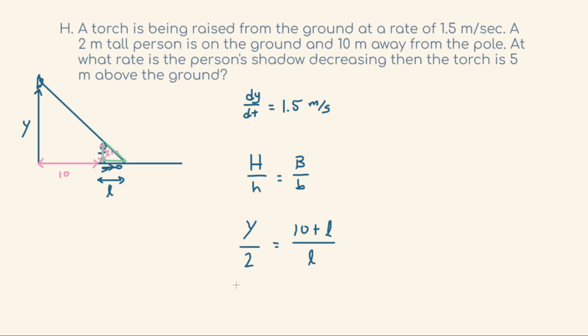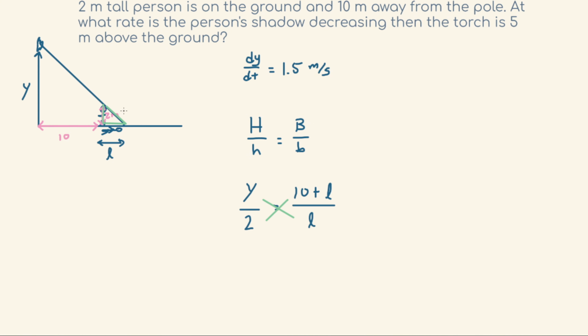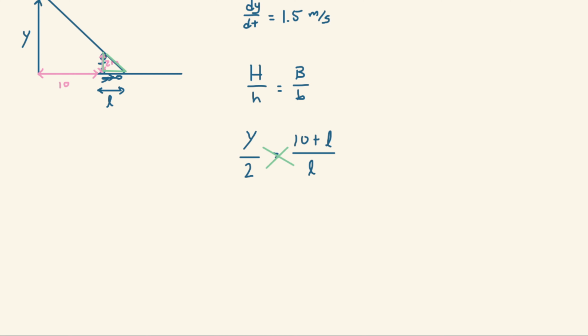So you're going to get, let me use the green here. We're going to cross multiply. You're going to get, let me scroll down a sec. You're going to get YL is equal to 20 plus 2L.